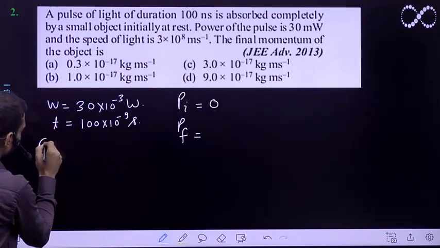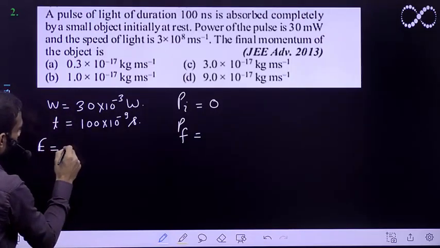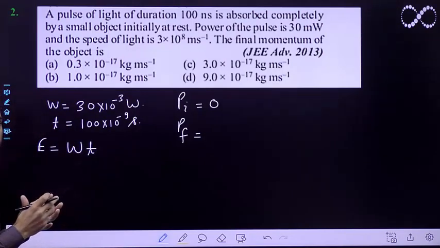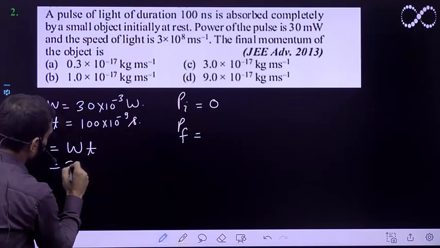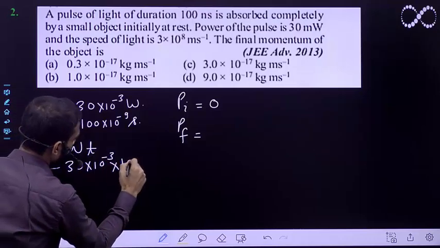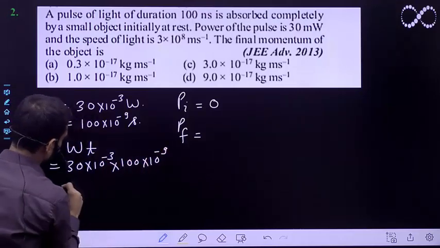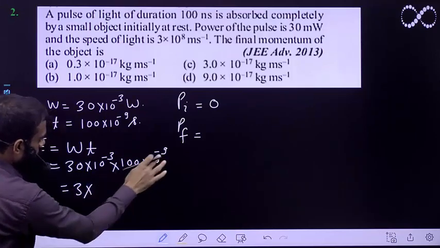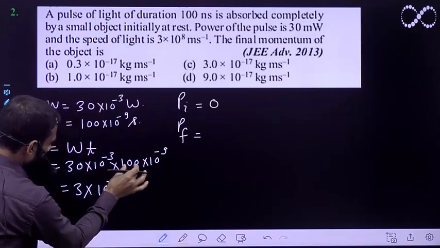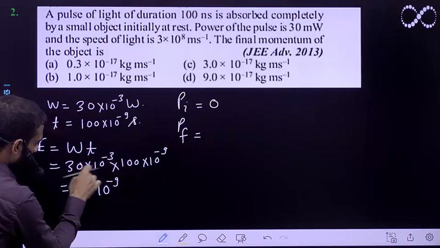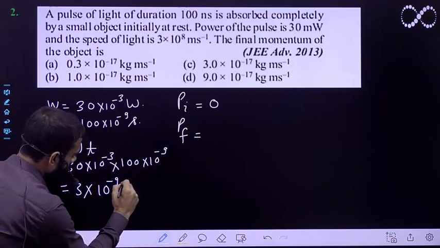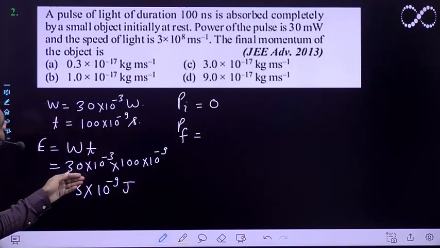The energy of the light will be equal to W into T, because power into time will give you the energy the light is containing. So it will become 3 into 10 raised to minus 3, that is the power, into the time, 100 into 10 raised to power minus 9. So we get 3 into 10 raised to power minus 9, and that is in joule. This is the energy contained in the pulse of light.